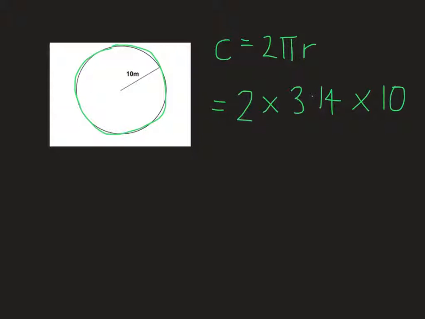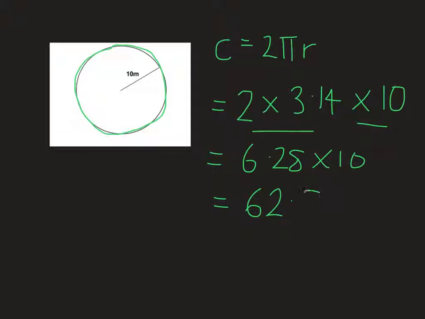For some of these types of questions where you start to use pi, you might need to use a calculator. But for this one, I don't. I could use a calculator, but I don't need to, because I know 2 times 3.14 is 6.28, and then that's times 10. And 6.28 times 10 is going to give me 62.8. Remember, this is a measurement question. So this is 62.8 meters. So the circumference, the distance around this circle, not drawn to scale, would be 62.8 meters.